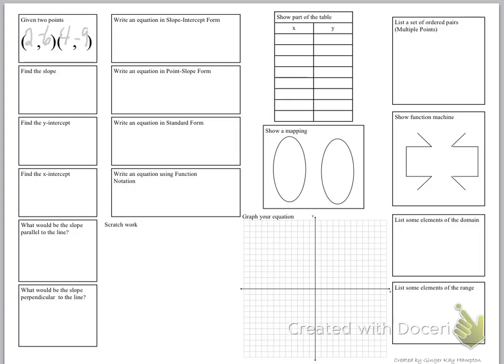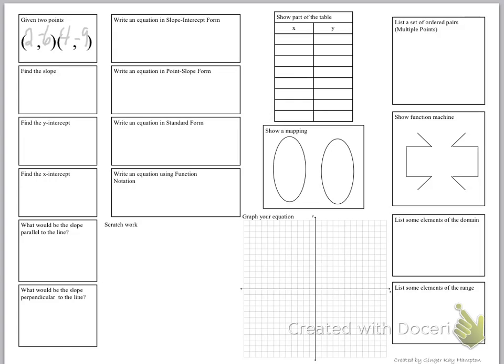This is not an example that appears in your homework folder. This is another example. Remember, on your test on Friday, you will get a blank one of these given just 2 points. So for this example, we have points (2, -6) and (4, -9).